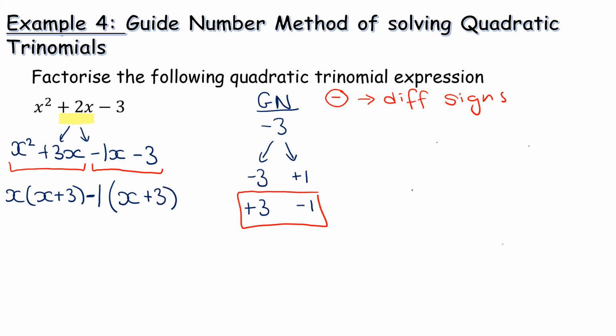Just double check if you need to about multiplying that back out. Our brackets should be the same. They are. And we have x plus 3 times x minus 1.